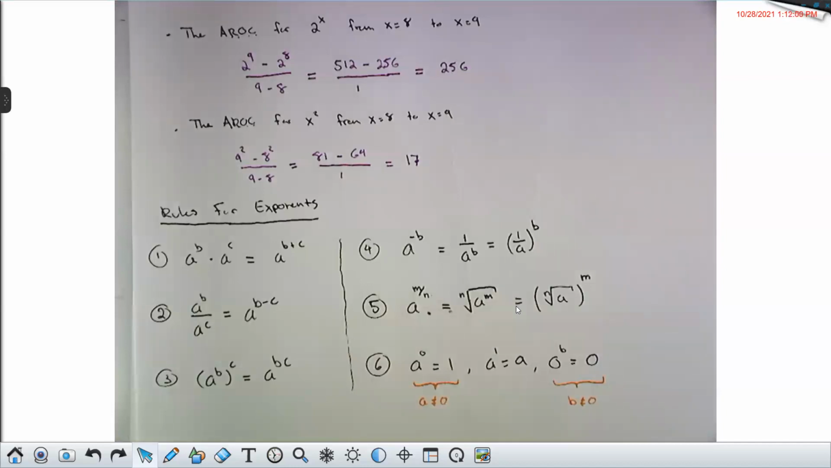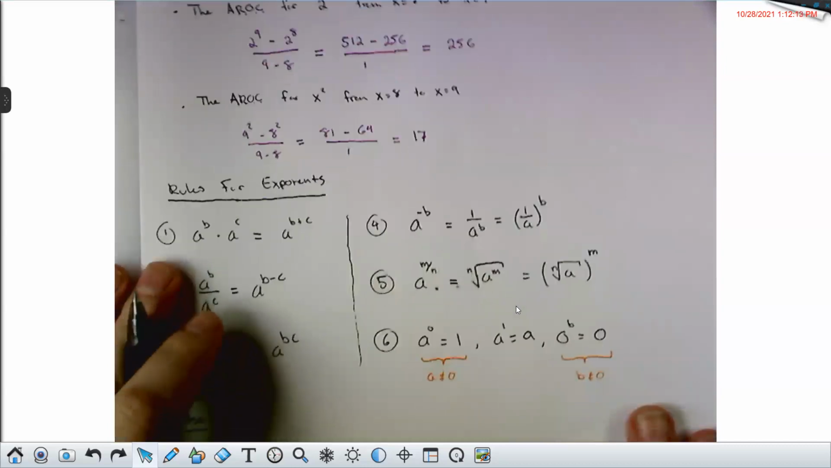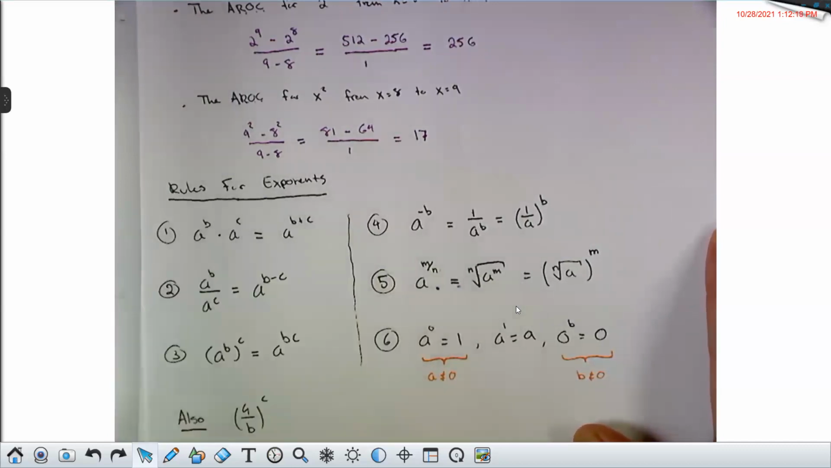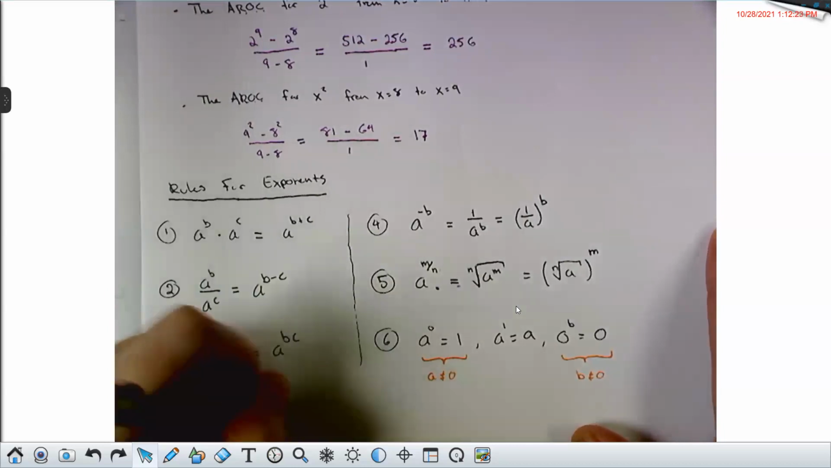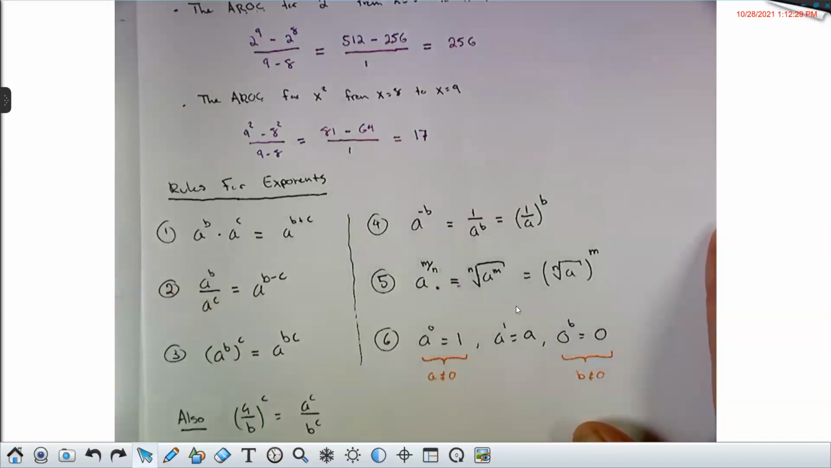There's two more things I want to share with you here that I wouldn't really count in the same league as these. They're algebra facts that you should know. I'll say also, if you have a ratio like a over b, and you want to raise that whole thing to the c, this is a over b times itself, c times. So this is the same as a to the c over b to the c, because fractions multiply straight across.